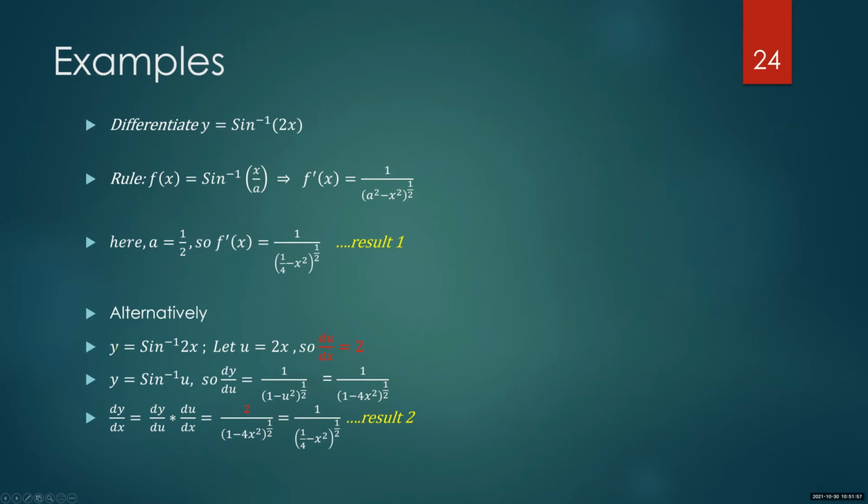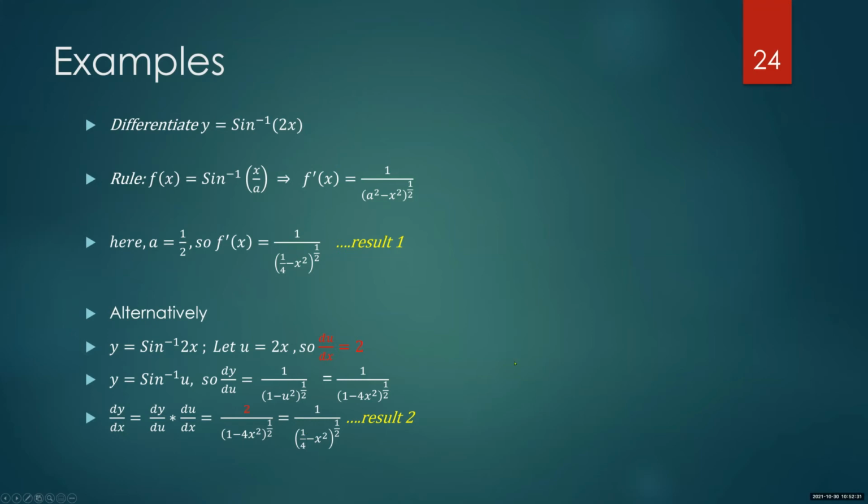Alternatively, using the chain rule, you can say y is equal to the arc sine of 2x. Let u be equal to 2x, so du dx is equal to 2. And so we have y is equal to arc sine of u. So dy du is equal to 1 all over 1 minus u squared to the power of a half, which is 1 all over 1 minus 4x squared, all to the power of a half. Then dy dx is equal to dy du by du dx, and that gives you the same result as before.